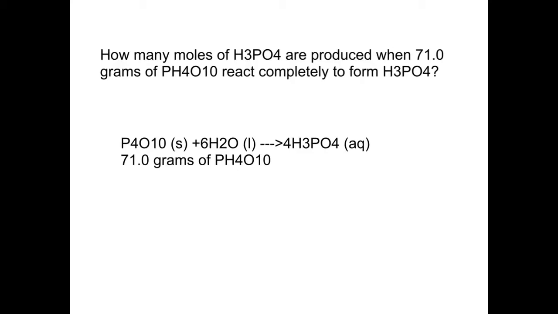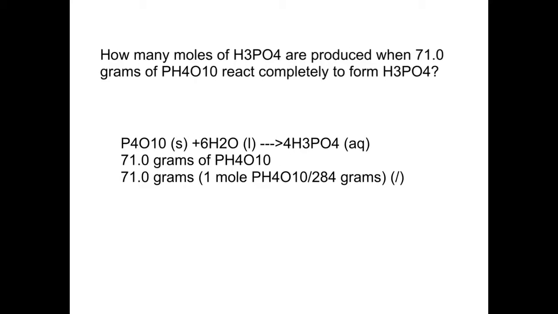So first we're going to start with what we're given, 71.0 grams. And then we always put what we're given on the bottom, grams. And we're going to convert that to moles. So we're going to discover how many grams there are of just simply 1 mole of P4O10, and that would be 284 grams, and that is equal to 1 mole of P4O10.